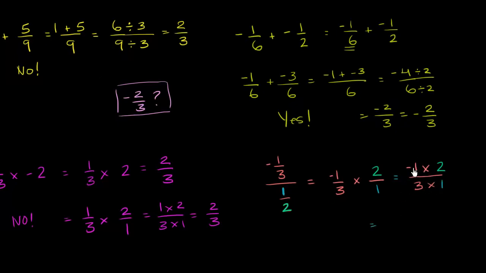And so this is going to be equal to negative 1 times 2 is negative 2. And 3 times 1 is positive 3. Negative 2 over 3, well, that's the same thing as negative 2/3. So this one works out. It is equal to negative 2/3.